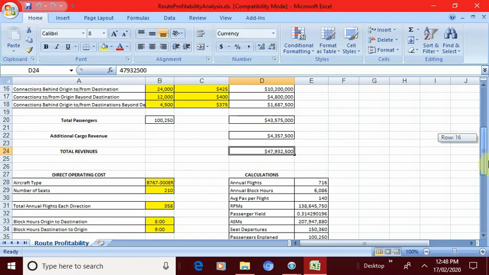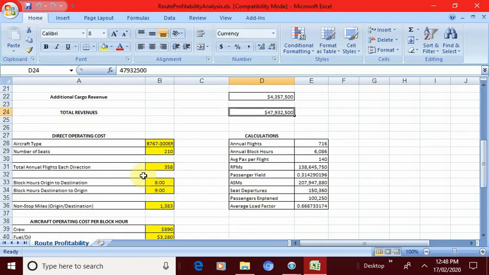Then we input the figures of block hours and annual flights and number of seats and non-stop miles. At that time I mentioned that the calculations will be done in the back end. These are the statistical calculations. Annual flights, annual block hours is calculated. Average passenger per flight is 140. These are the key metrics like RPM, passenger yield, ASM, average passenger per flight, then average load factor, passenger and plane, and the seat departures.